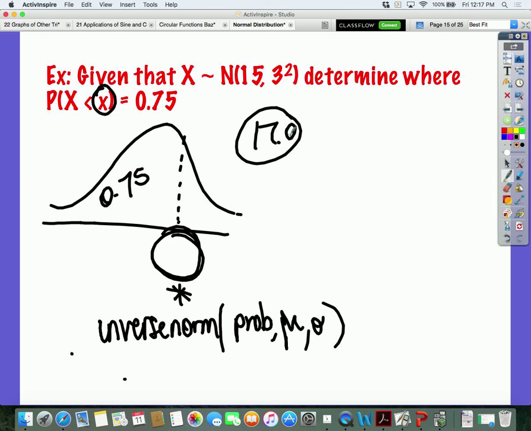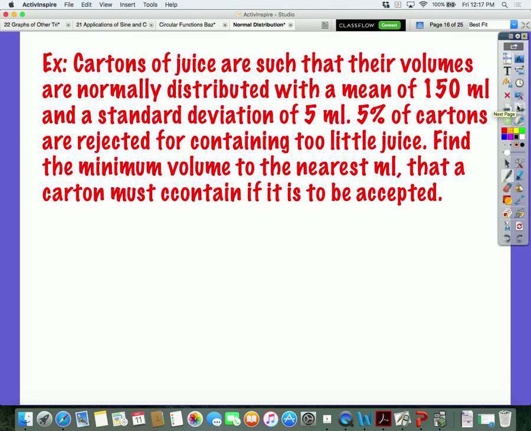Okay? So, same idea. Just use inverse norm whenever you're looking for an actual X value and they give you the probability. Okay? Let's look at the next one. It's actually the juice one. Cartons of juice are such that their volumes are normally distributed with a mean of 150 and a standard deviation of 5. 5% of the cartons are rejected for containing too little juice. Find the minimum volume to the nearest milliliter that the cartons must contain if it is to be accepted.